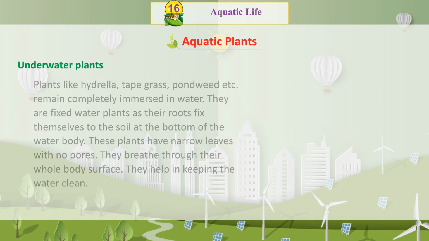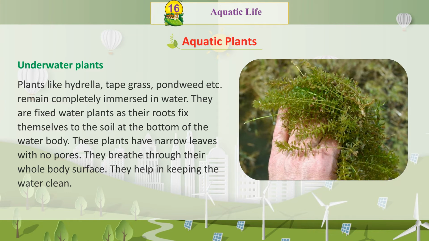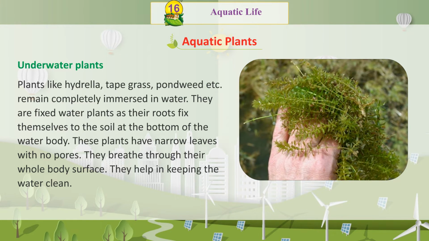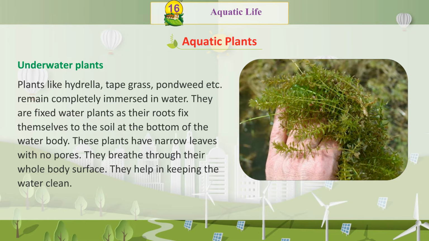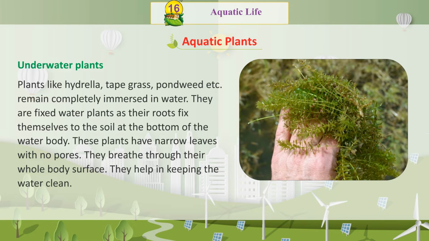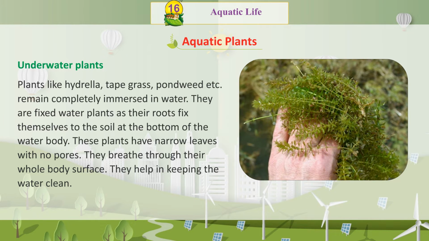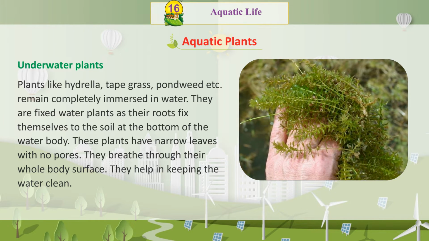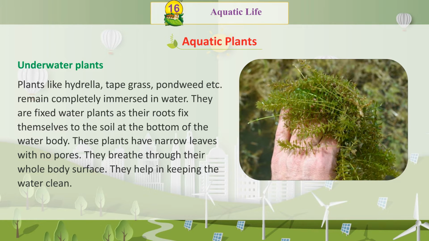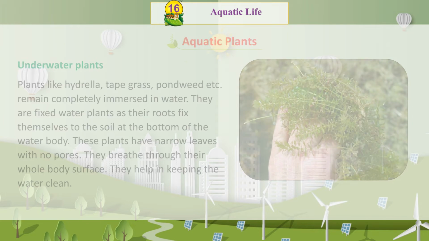Underwater plants. Plants like hydrilla, tape grass, pondweed, etc. remain completely immersed in water. They are fixed water plants as their roots fix themselves to the soil at the bottom of the water body. These plants have narrow leaves with no pores. They breathe through their whole body surface. They help in keeping the water clean.